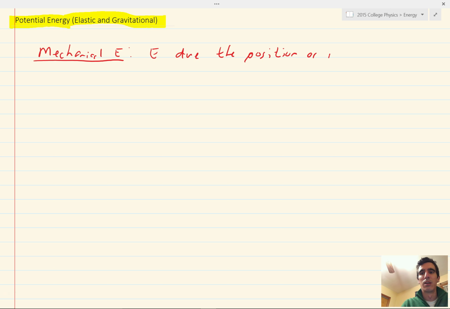Really quick, in the previous lesson we looked at mechanical energy, and we said that mechanical energy is energy due to the position or motion of an object. For this lesson, we're going to look at energy that's due to the position of an object. And the first one is elastic potential energy.